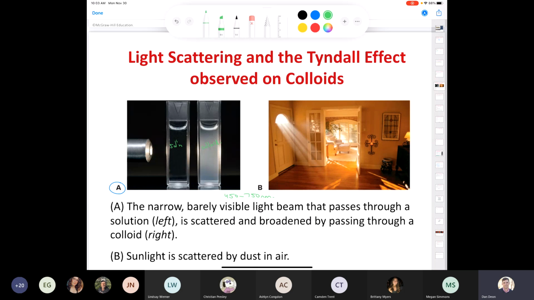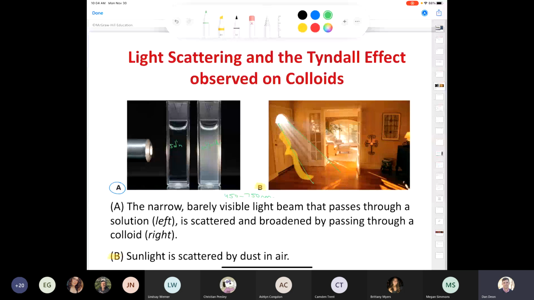Another example, and maybe a more common example of the Tyndall effect, is what we see in figure B, where we see sunlight being scattered by the dust in the air. And again, since it's being dispersed by the particles of dust that are in the air, you see how the beam of light is actually getting bigger, right? It's getting bigger as it hits more particles and is scattered more and more. That is the Tyndall effect. And that's how we differentiate, again, between a solution and a colloid.